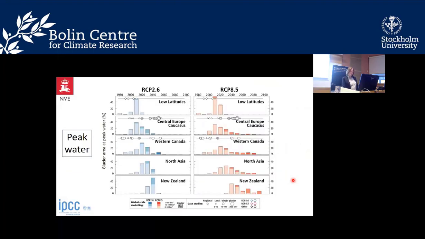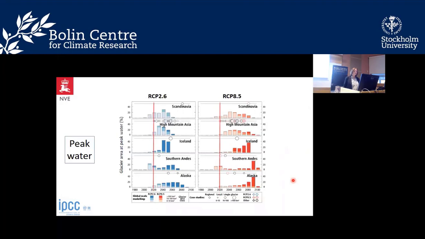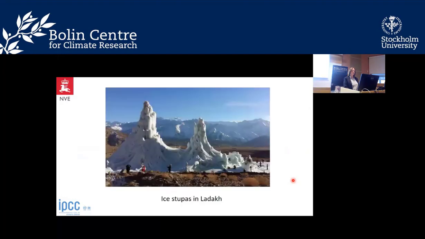And if we look at when peak water is going to happen, the red line shows 2019, that's this year, we can see for many areas we're actually past peak water already. So we've had the increase in runoff, and now there's going to be less and less runoff. And this is for Scandinavia. See, in Scandinavia, we still have a couple of decades to go. High mountain Asia, Iceland. So we're not there yet, but it's coming in the next 10 or 20 years for many of these regions. So what can we do about this?